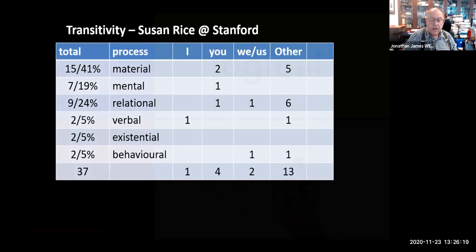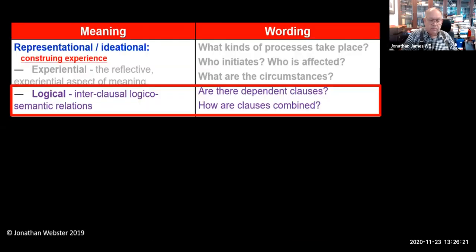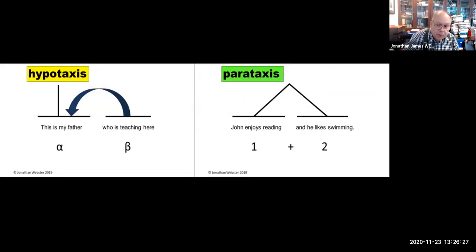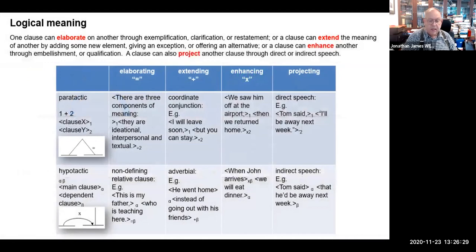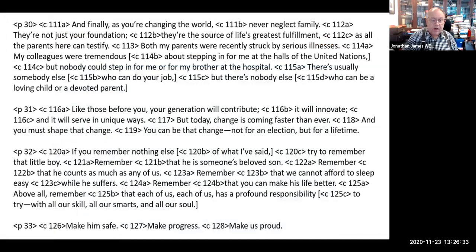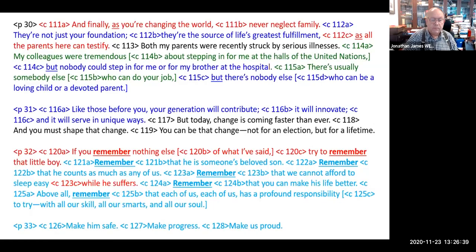All right. What about the logical? And logical here, we're talking about dependent clauses. How are the clauses combined? Hypotaxis, parataxis, elaborating, extending, enhancing, projecting. All right, so you have the table, and you take a look at this. What would we observe? Let me color it in for now and identify what we can see.